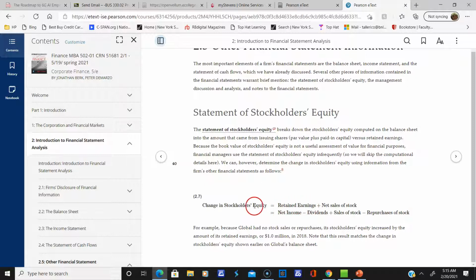So this is basically telling you what the change in stockholders' equity is, and in a lot of books they use this as a fourth statement, and they call this the statement of retained earnings. Okay, so that's basically what this is. And if you pick up another book or even Google it, you'll find a statement of retained earnings in a lot of books. All right.